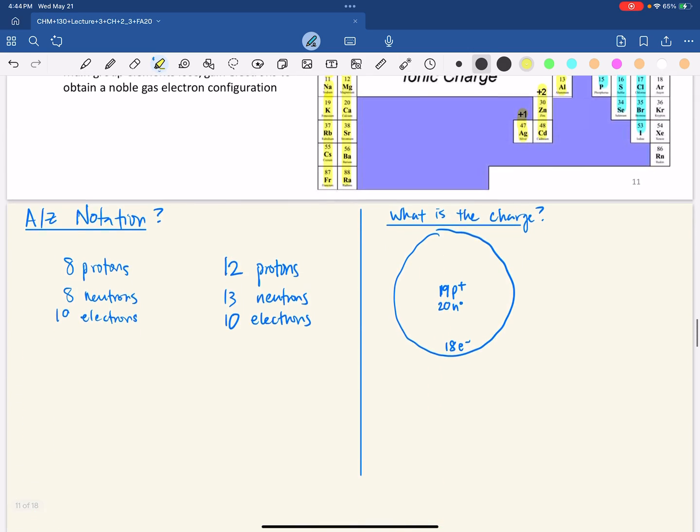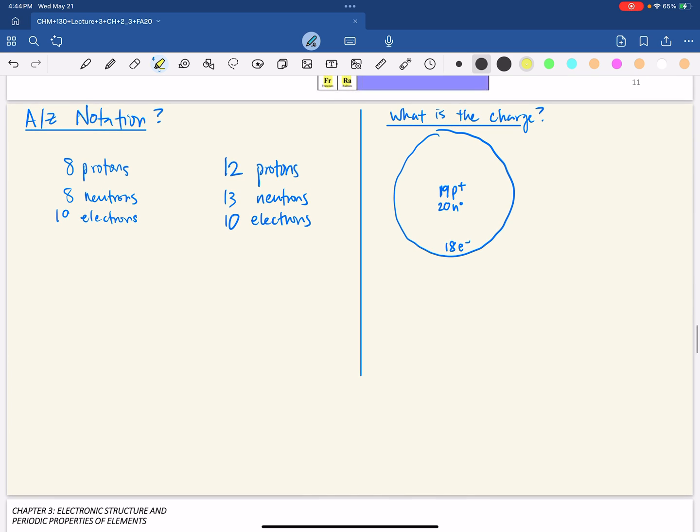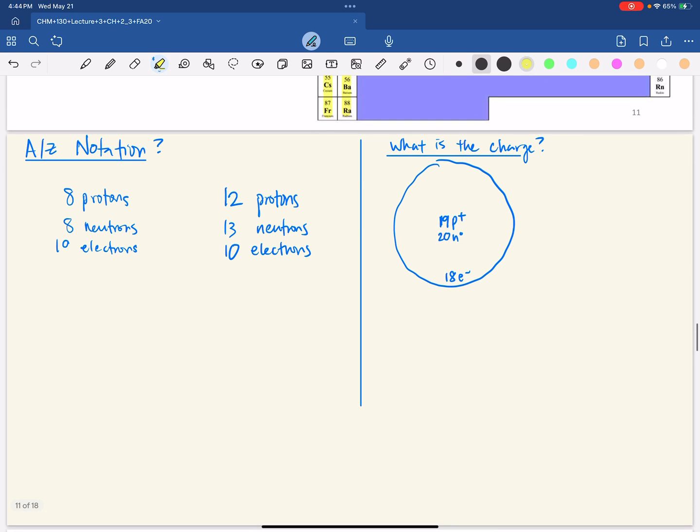All right, so how will we write the AZ notation for something with, say, 8 protons, 8 neutrons, and 10 electrons, right? So we want to know what is the A, or the mass, what is the Z, or the atomic number, and then we would like to know what is the charge, right? To be able to fill out the AZ notation. Of course, we also need a symbol, right?